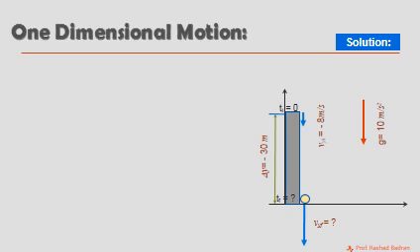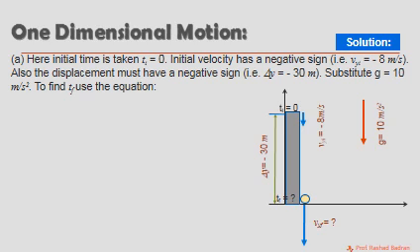To solve the first part of the problem and find the time it takes the ball to hit the ground, we have to look at the information we've got from the problem. We have the initial velocity is minus 8 meters per second, and the height of the building is 30. That's why delta y is minus 30 as the ball is going down. So the displacement has a negative sign, and obviously g, the acceleration due to gravity, is 10 meters per second squared.